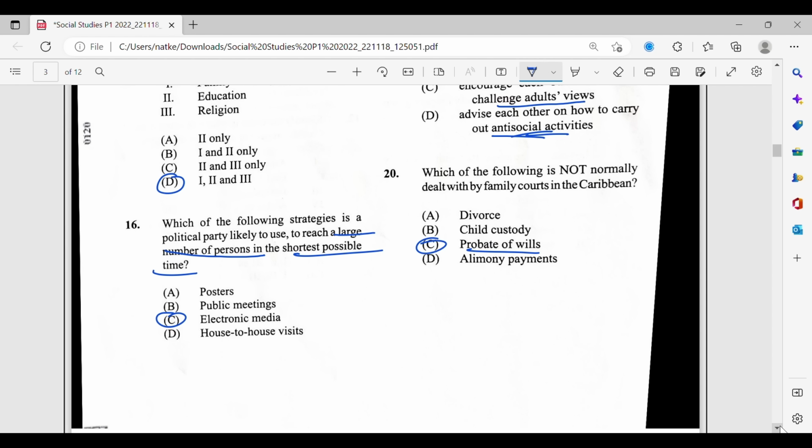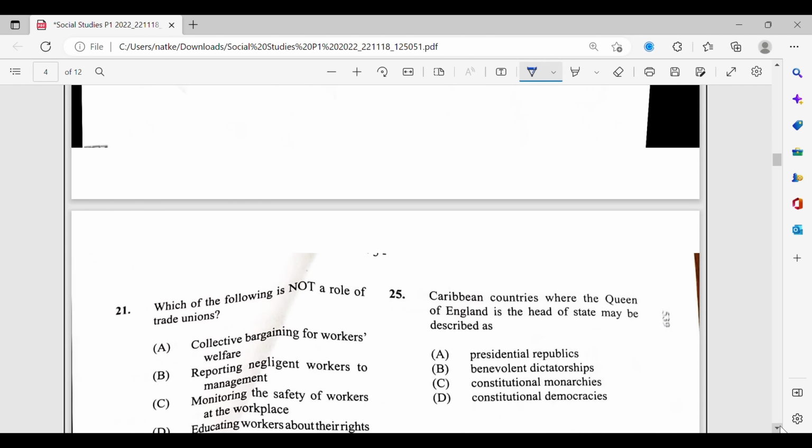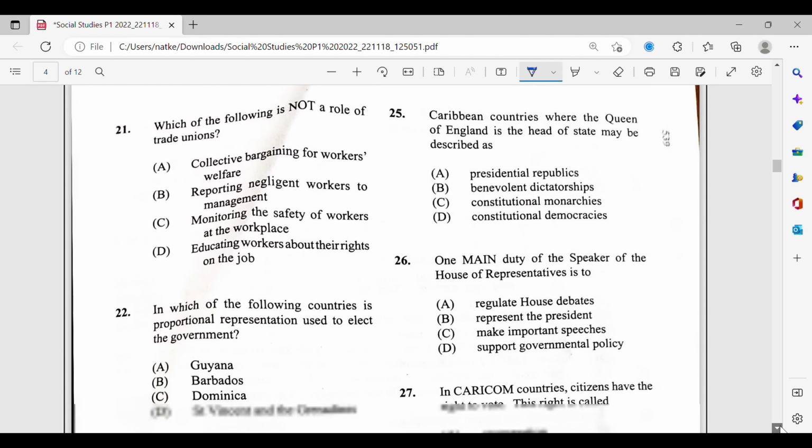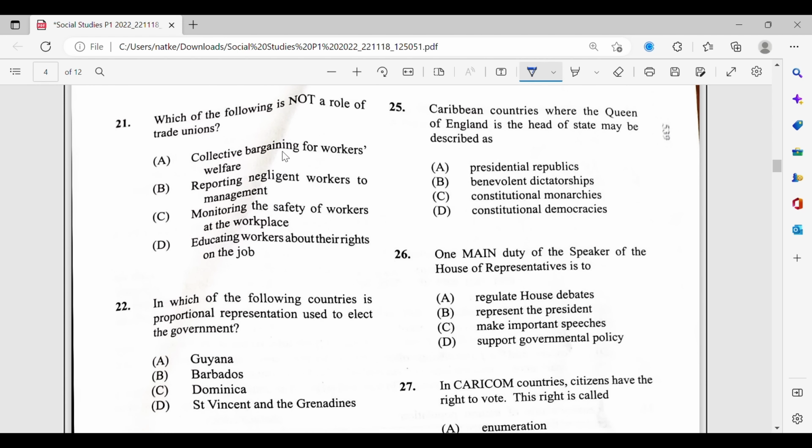Number 21. Which of the following is not a role of trade unions? So collective bargaining for workers. Yes, trade unions do that. Reporting negligent workers to management. That's not their problem. Monitoring the safety of workers. Yes, educating workers about their rights. So the answer for 21 is letter B.